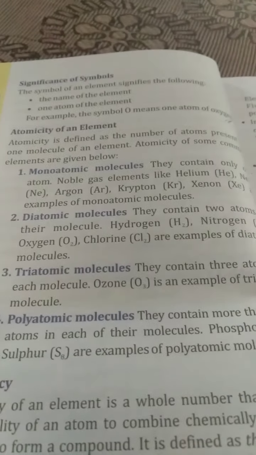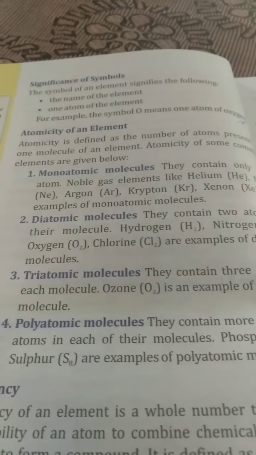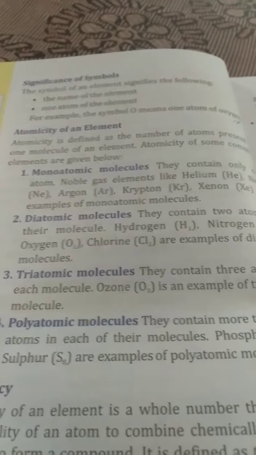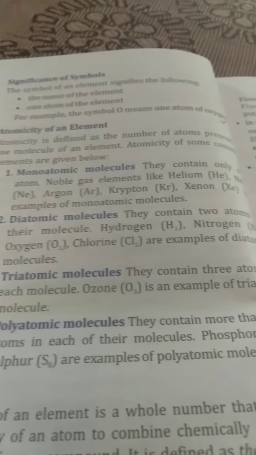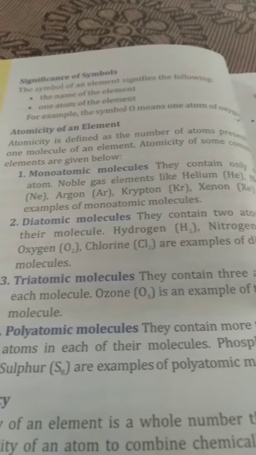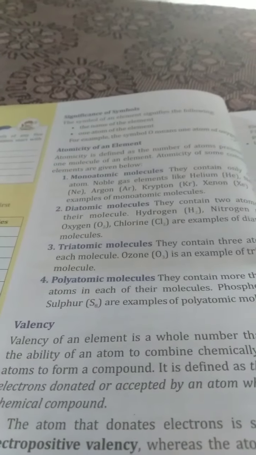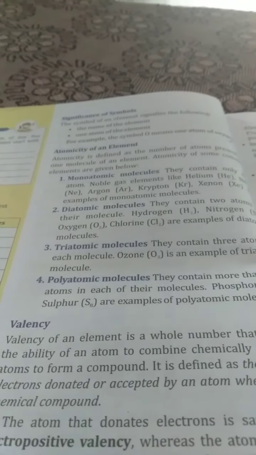Polyatomic molecules. If the number of atoms present in the molecule is more than 3, then we use the term polyatomic. For example, phosphorus, we have P4. Similarly, sulfur, S8. These are all examples of polyatomic molecules. Got it? So what is atomicity? Atomicity is the number of atoms present in a molecule.